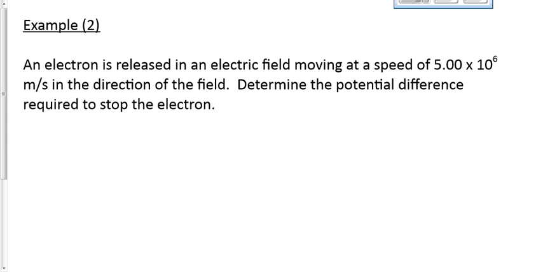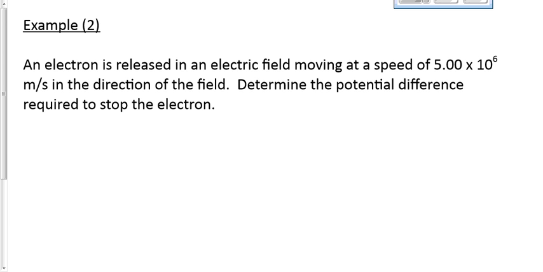Here's the example. An electron is released in the electric field moving at a speed of 5 times 10 to the 6 meters per second in the direction of the field. Determine the potential difference required to stop the electron. Clearly, when it's saying stop the electron, we have a charged particle slowing down. That's like a car going up a hill.